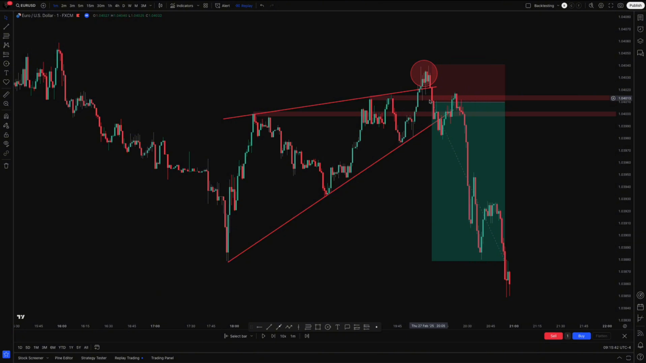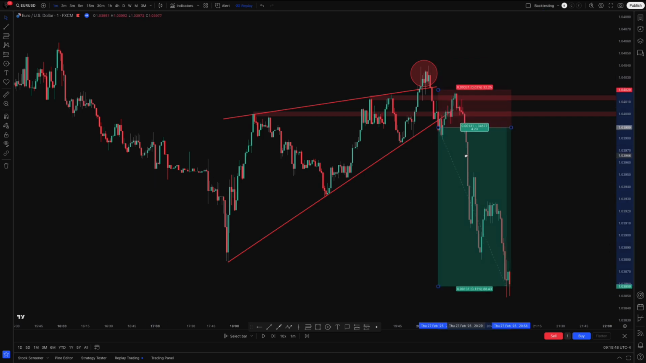So the second point of entry could be when the price breaks below the pattern. So this will be it. And again, here's the stop loss and here's the take profit at the recent lows right here.